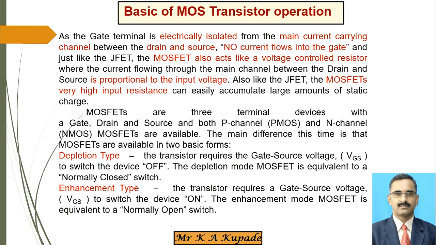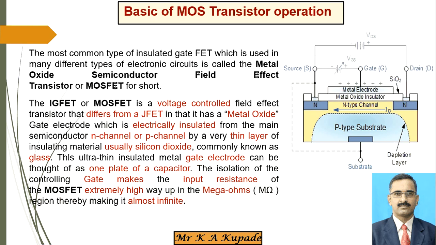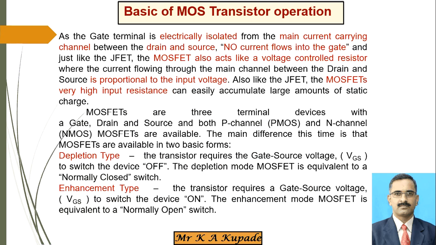See here, this metal electrode, the gate terminal connected with the VGS in this figure, has the isolated oxide insulator, and the N-type channel shown in yellow carries only the ID current, that means drain to source. And here I am talking about the upper terminal, the gate terminal.